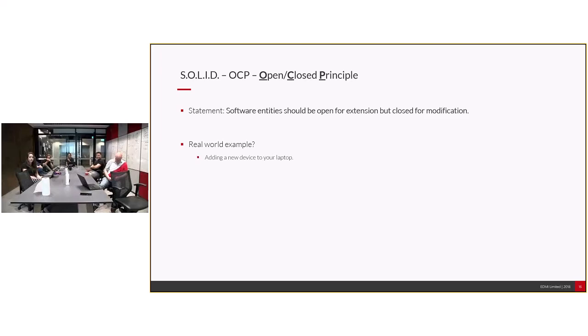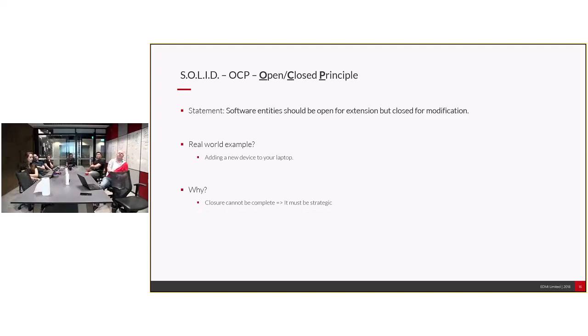You add a new device to your laptop. You don't essentially dismantle the laptop, add the device and put it back. You have a port for it. So that is where it is open closed, right? But the trailer example was great, too. If you want to add an add-on to your truck, you don't want to dismantle the truck. It's open for extension, but it's closed for modification.